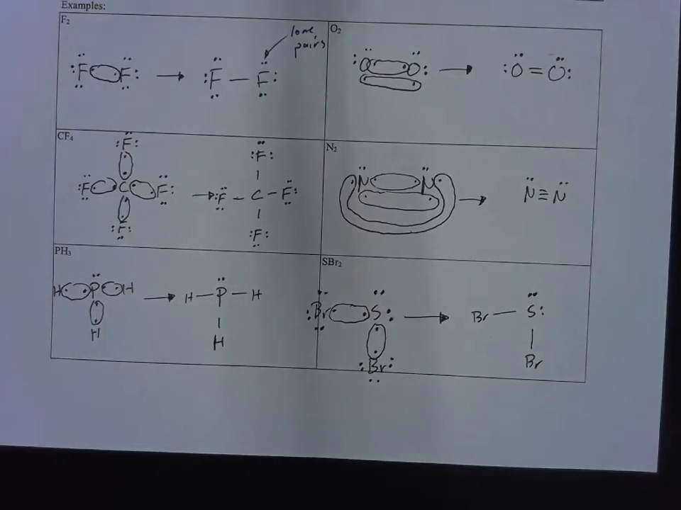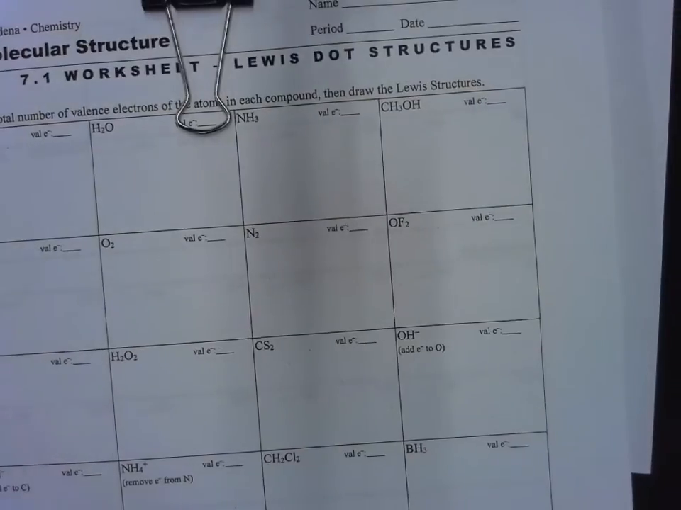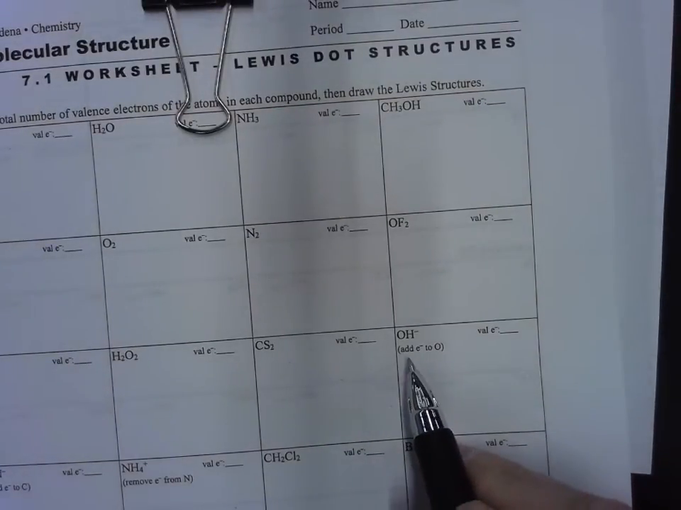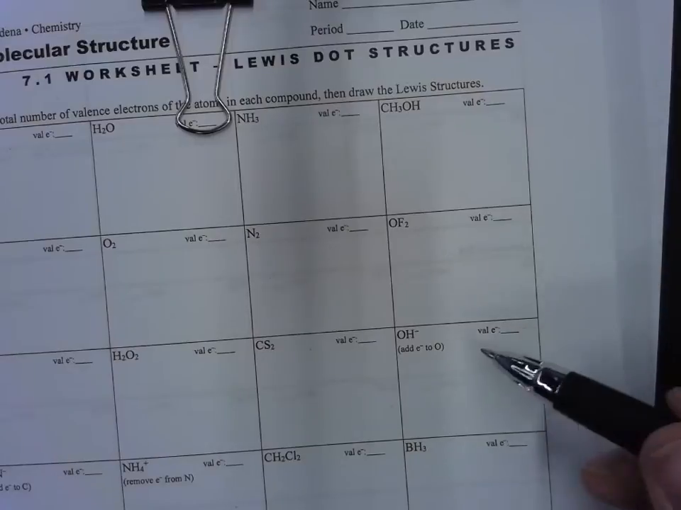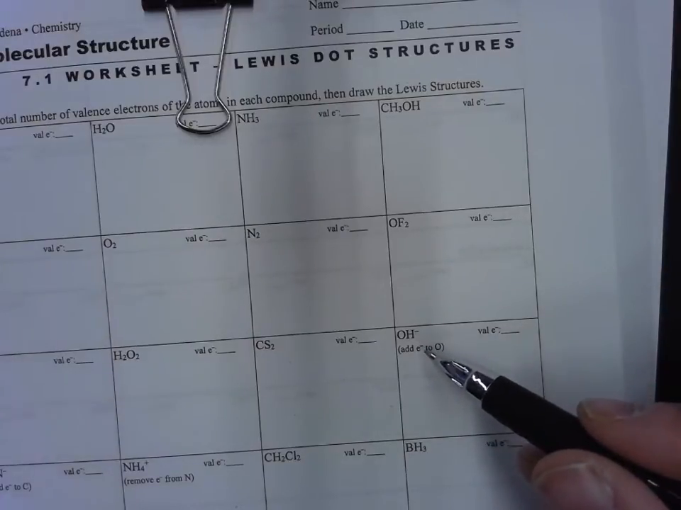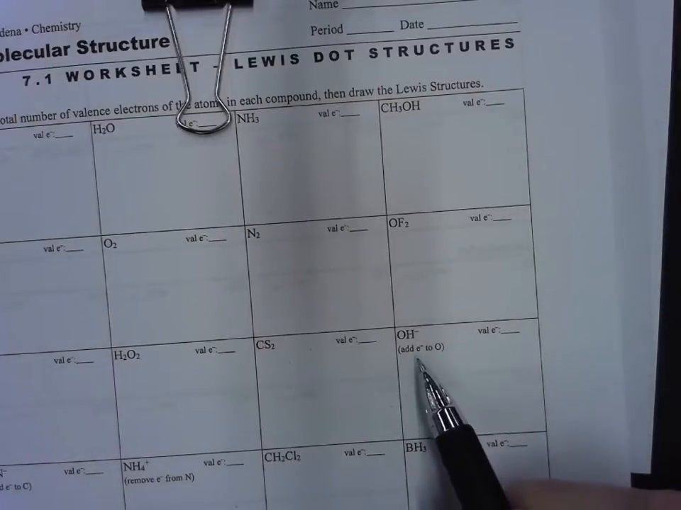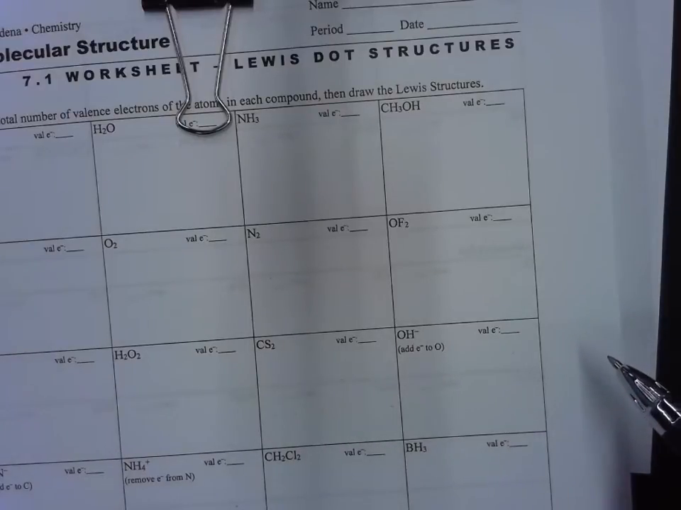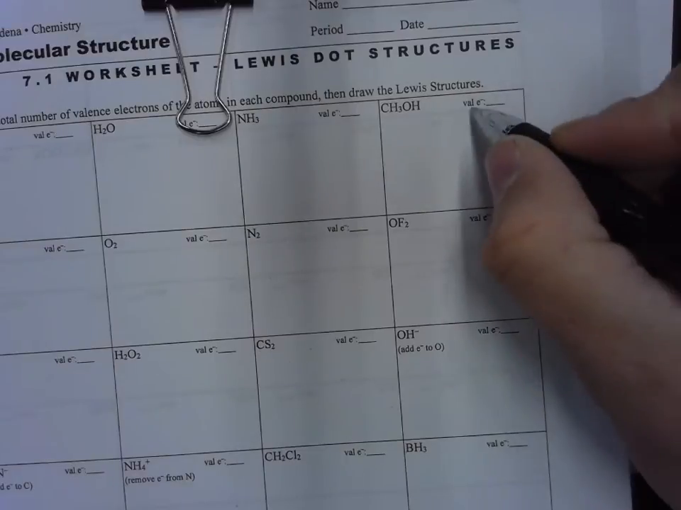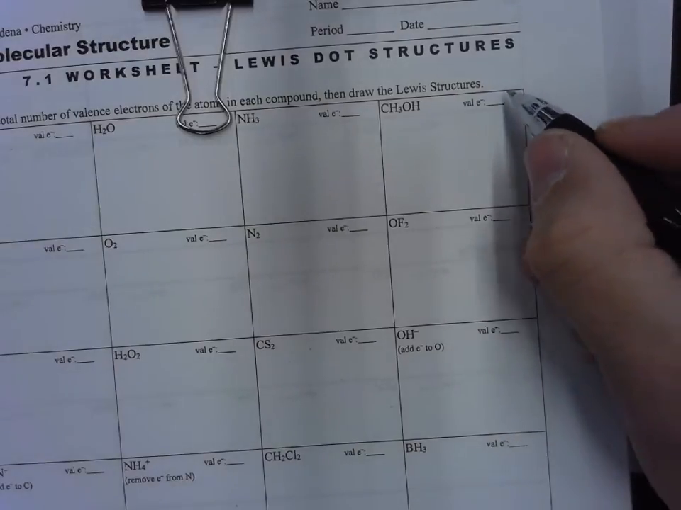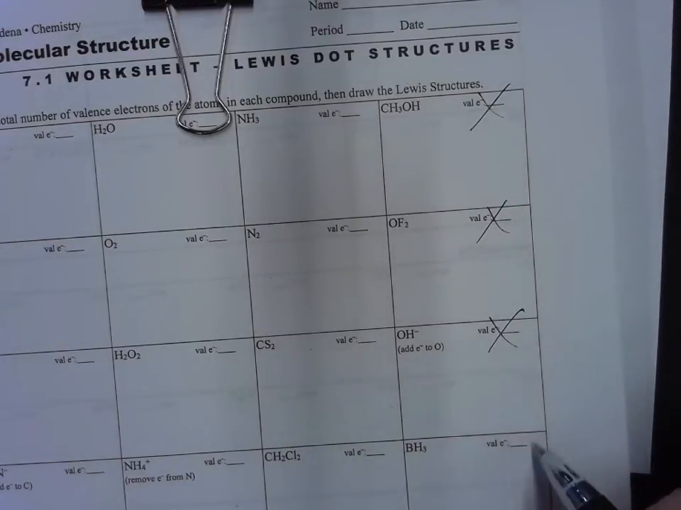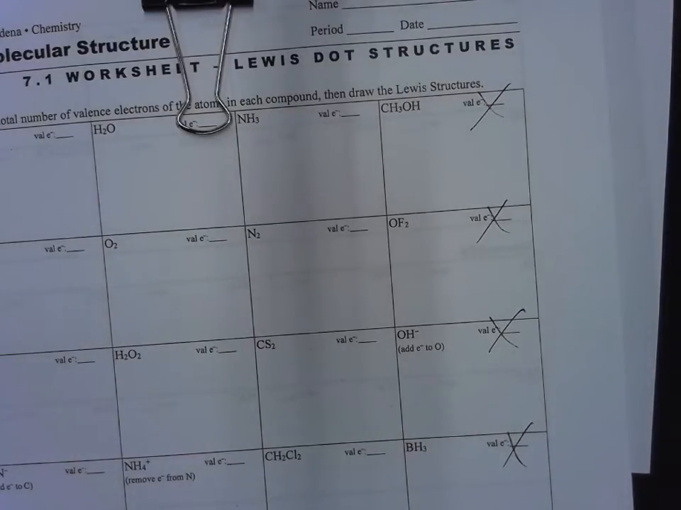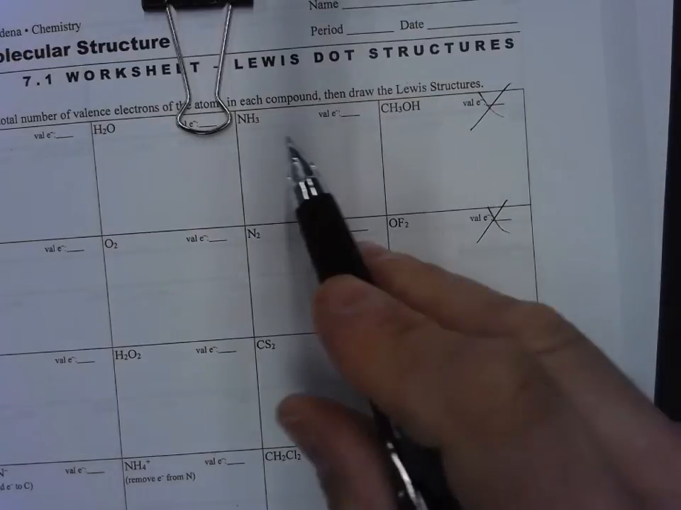There you go, SBr2. So that's how this works. When you do your worksheet, let me pause. Oh, here it is right here. When you do your worksheet, it'll give you little instructions, like you'll have an ion here. The ion is hydroxide. And it says add an electron to oxygen. Well, you'll see why you're going to need to do that. Don't worry about writing in the number of valence electrons. I don't care about that. Okay, it's too much to do all of that. We've got to just now focus on getting these structures done.